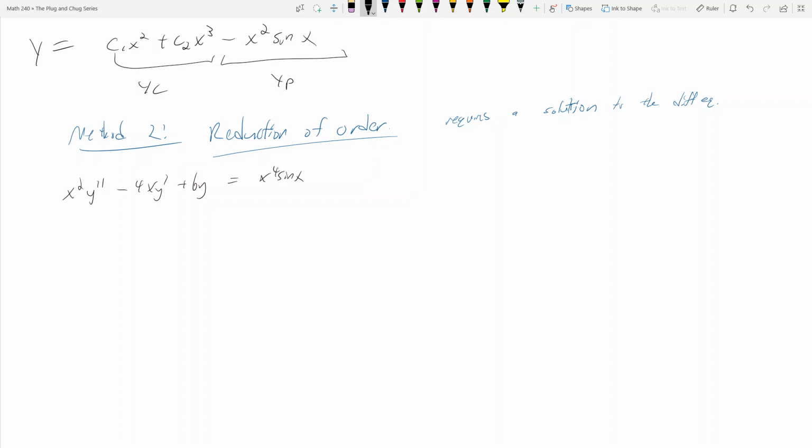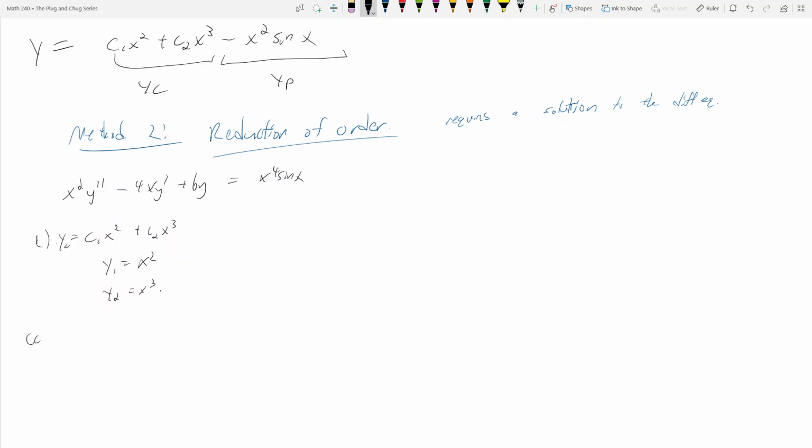But this is where reduction of order is super flexible and super good, is that you can use a solution to the homogeneous as one solution. So step one, again, is to solve for the homogeneous, which again was c1 x squared plus c2 x cubed. It's the exact same problem, okay? So that means y1 is equal to x squared and y2 is equal to x cubed.